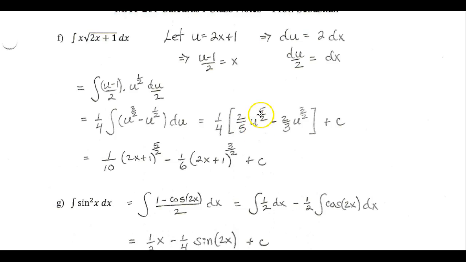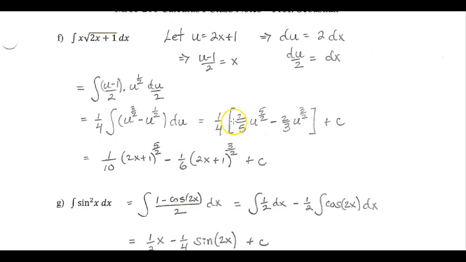So it becomes 2/5 u to the 5/2 minus 2/3 u to the 3/2 with a 1/4 in front of all of that. And then add your constant of integration. You're almost done. All you have to do now is take u and plug it back in everywhere you see a u so you get your answer in terms of x.